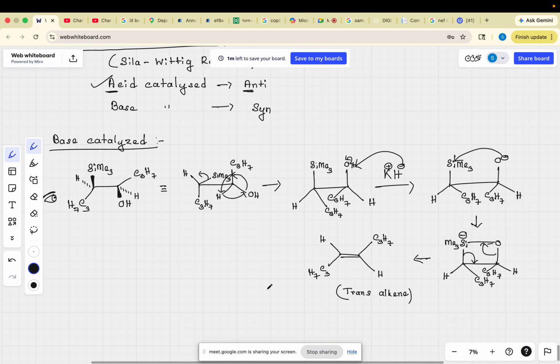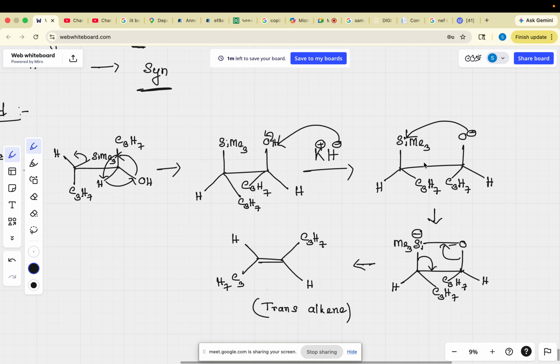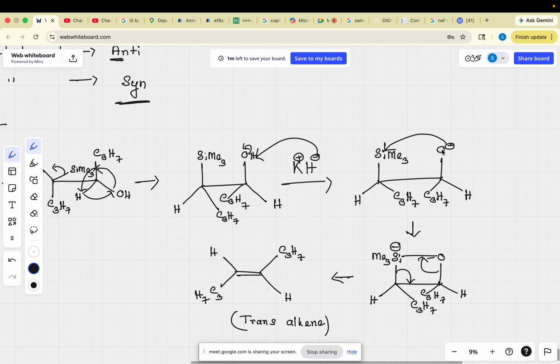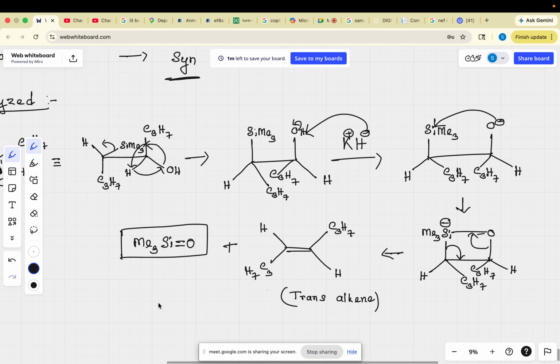So if you do base catalyzed, you have to remember this is syn. Syn means this oxygen and silicon you have to bring on the same side. Fine, clear? The byproduct is this Me3Si double bond O, write down. This is the byproduct.